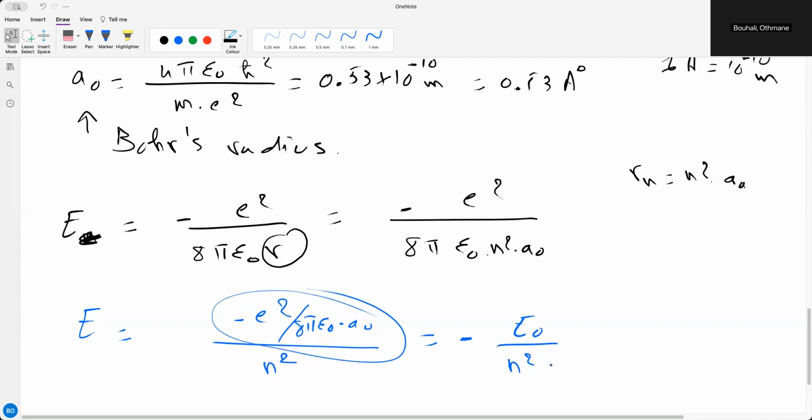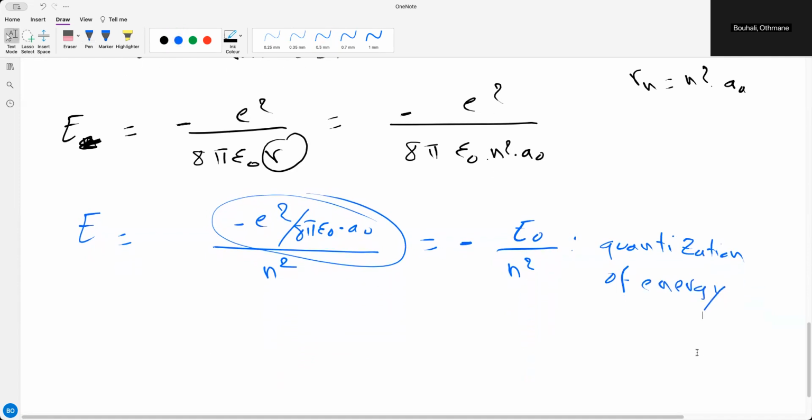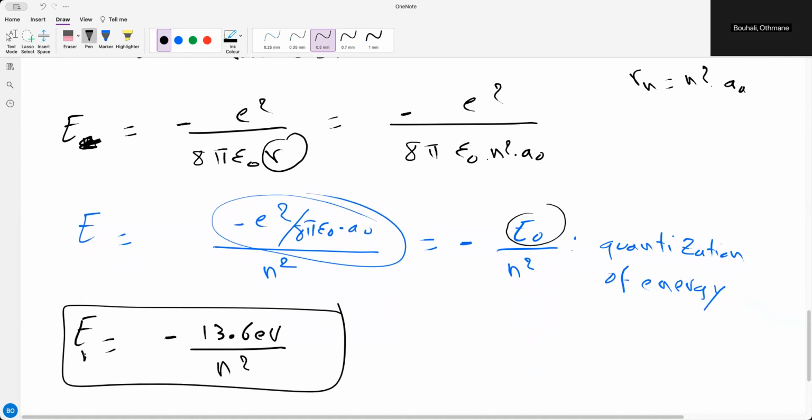So what happens here is quantization of energy also. And if you do the calculation, this E0 is exactly 13.6 electron volts. So this is 13.6 electron volts divided by n squared. This is the quantization of energy. So the conclusion is that, based on Bohr's quantization condition, we got the exact radius of the orbit and their exact energy.